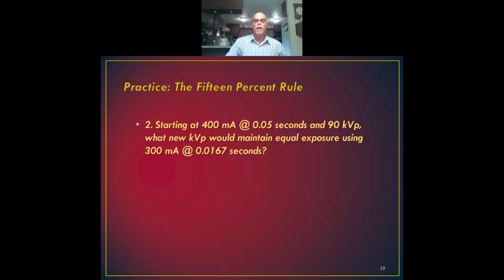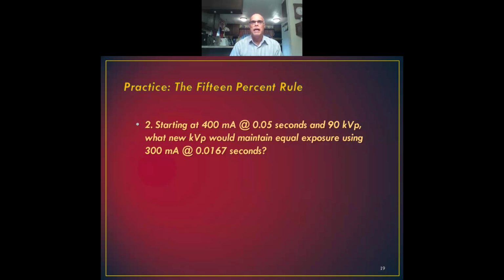So we're looking for 5 mAs. Right now we're currently at 20 mAs at 90 kVp. So we're going to step down your mAs, because we're trying to get down to the 5 mAs, which is 300 mA at 0.016 seconds. Okay, so we're trying to get from 20 mAs to 5 mAs.